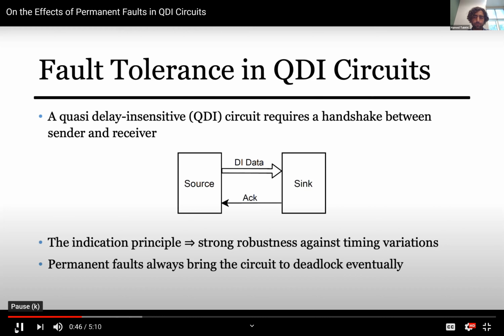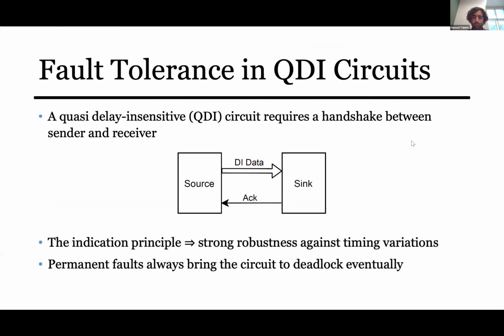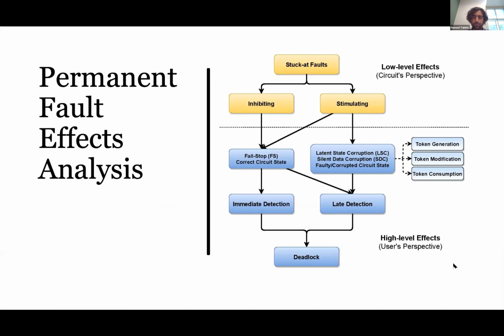Our work focuses on permanent faults where the circuit simply stops operating in the absence of transitions needed to trigger further activity. To represent permanent faults, we chose the stuck-at-fault model, where a signal can become permanently stuck either at logic high, namely stuck at 1, or at logic low, stuck at 0. According to literature, a stuck-at-fault in a delay-insensitive circuit can either be inhibiting, preventing a transition from taking place, or stimulating, causing a transition to occur prematurely.